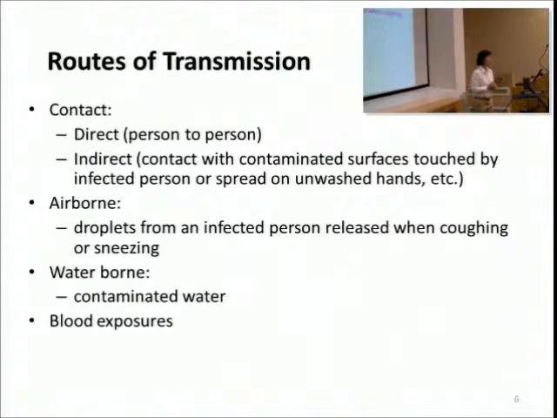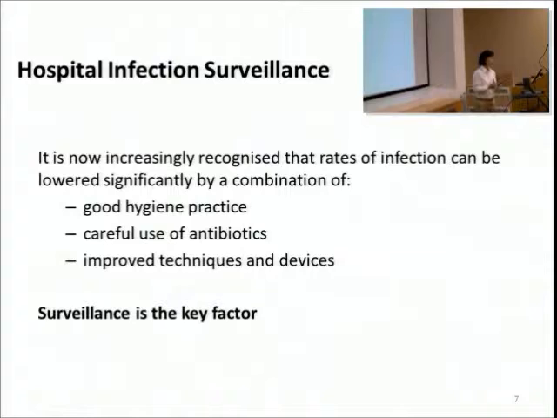How do the patients get infected? For example, contact directly between person to person. Indirectly can be just touching a surface that has been contaminated by an infected person. And they can also be airborne, waterborne as well. So it's now increasingly believed that we can actually reduce the infection rate significantly if we practice good hygiene, such as remembering to wash our hands and wash them properly, not just a quick rinse. And also be more careful when we prescribe antibiotics, as well as improving our techniques and devices. And in all circumstances, surveillance is the key factor.